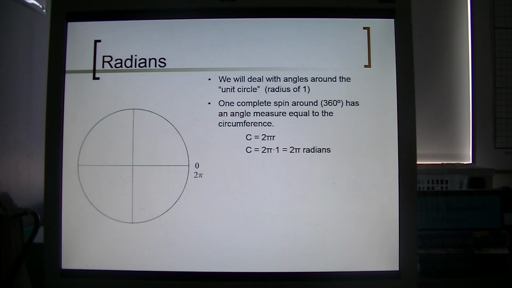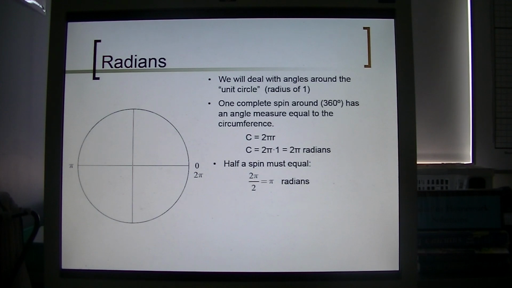So think for a moment. If going all the way around counts as 2 pi radians, how many radians do you think it will take to go halfway around? All the way around is 2 pi. If we only do half of that, isn't half of 2 pi just 1 pi? Divide 2 pi by 2. Halfway around the circle is pi.